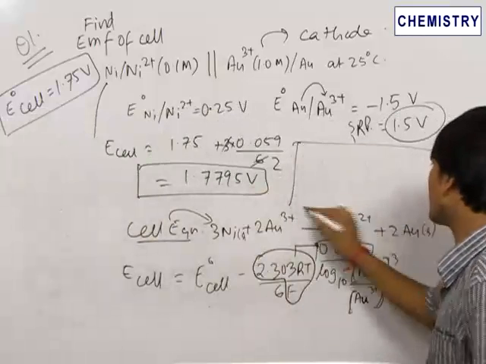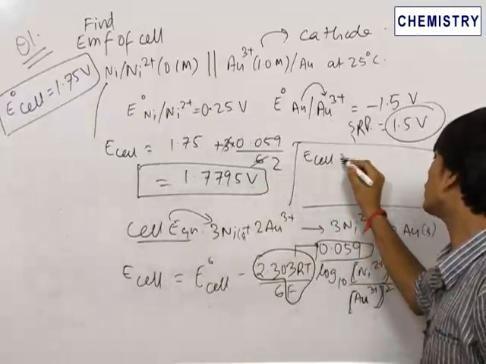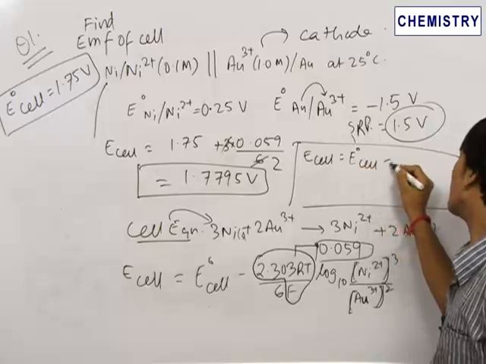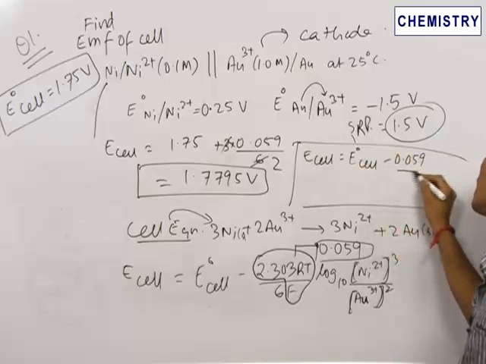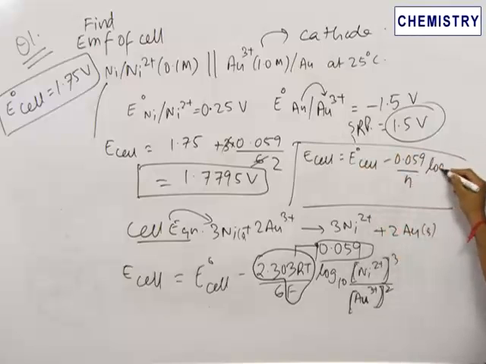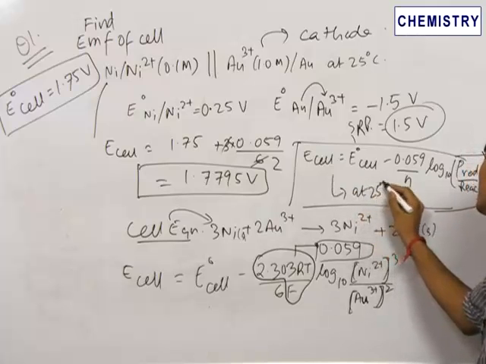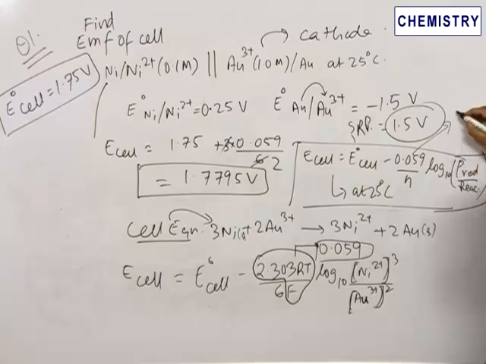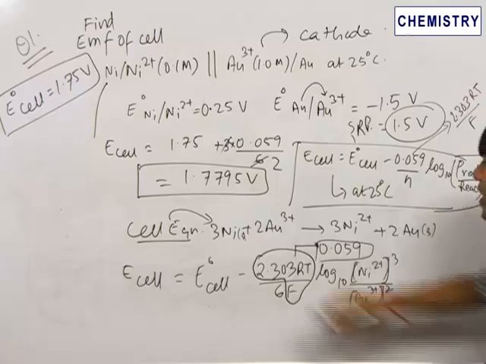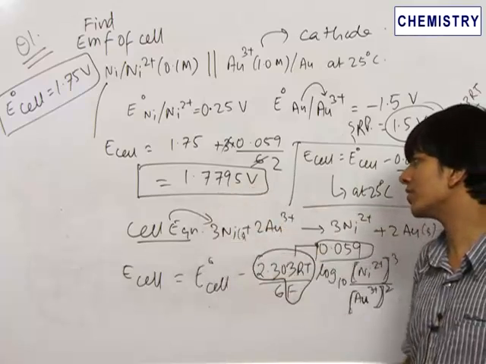So you should remember this important formula, that E cell is equal to E naught cell minus 0.059 upon N into log of base 10 products upon reactants raised to the power of their respective coefficients, and this equation is true at 25 degrees Celsius. Otherwise the value of this term is 2.303 into RT upon F, and so we get our final answer as 1.7795 volts.